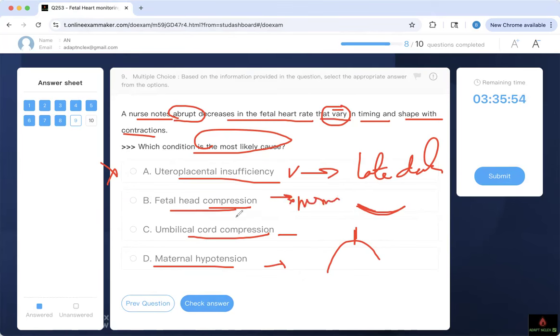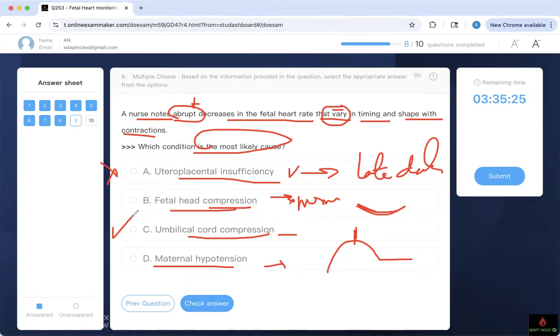This is wrong. Cord prolapse. What causes cord prolapse? It leads to what? Variable deceleration. And in variable deceleration, there's a mismatch. There's variation between the mommy's contraction and when the baby's heart rate drops. And the word abrupt gives it away. Therefore, this has to be umbilical cord compression leading to variable deceleration, and that's what you see.